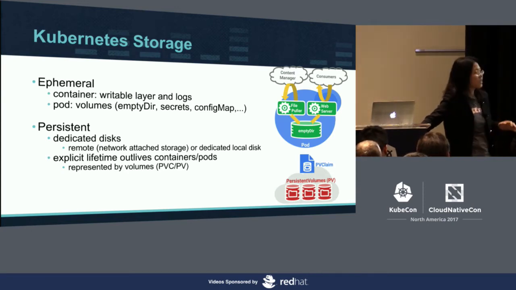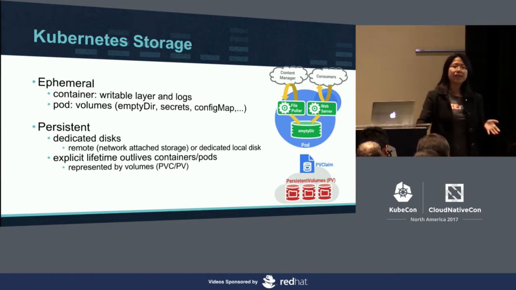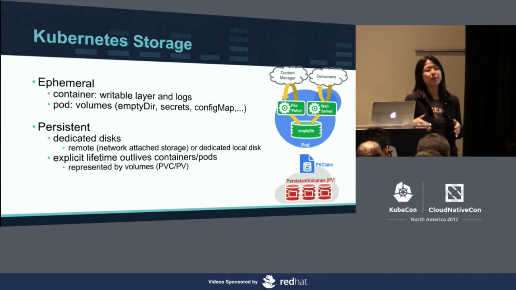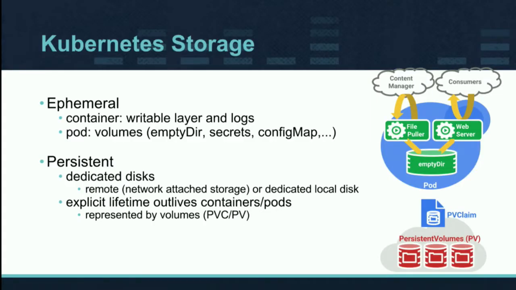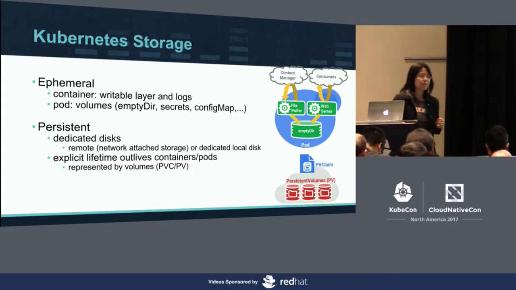For such a persistent volume, it has a life cycle totally different from the pod. When the pod finishes, the volume is still there and the data will be persisted. Normally, we use the PersistentVolume API object to represent it. If a pod needs to use that persistent data, it needs to refer to a claim, which we call a PVC, and the PVC binds to one of the PVs, and the pod can use that persistent volume.